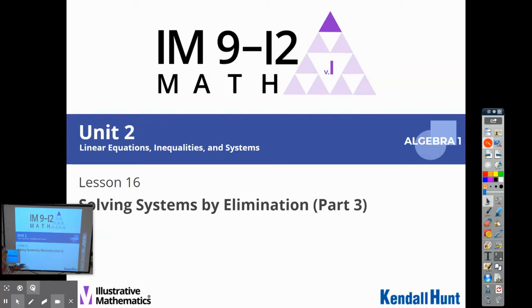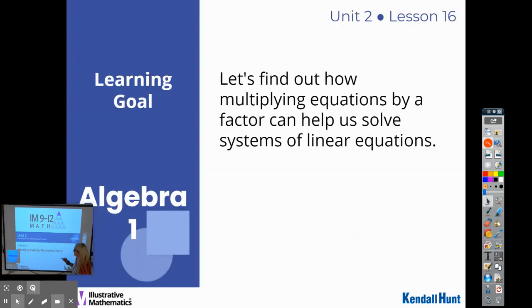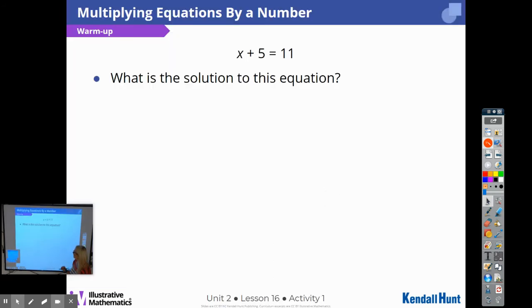Guys, so today we're going to do Unit 2, Lesson 16. So it's still elimination. We're just adding one more step to it. We're going to learn how we can multiply equations and change the equation so that we can use elimination without changing the actual value of it.